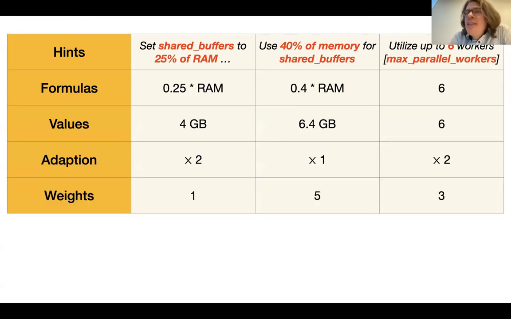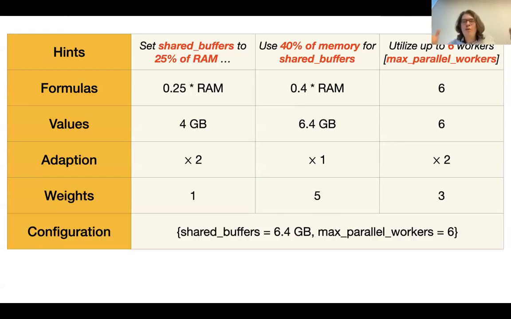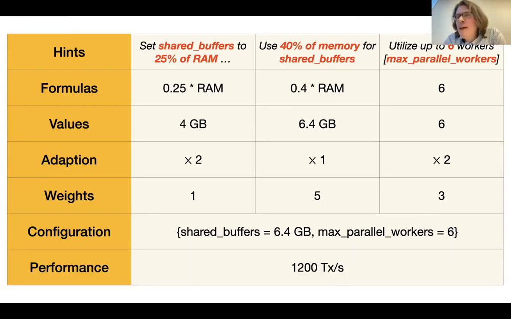And finally, we need to assign weights to those different hints. Now, based on all of those decisions, we can aggregate all of those hints into one or a small set of configurations which assign specific values to those parameters. Then we can benchmark those configurations according to whichever metric we are optimizing for. For instance, it might be the transaction throughput. So here we find which transaction throughput we are getting when using this combination of recommendations.